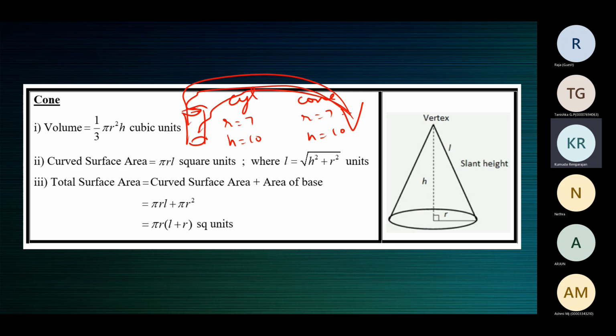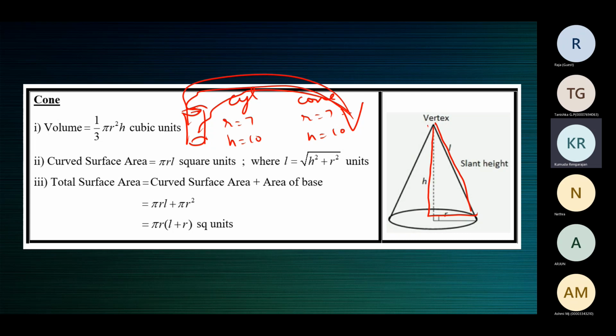That's about the cone. You can see here, this is called the vertical height of the cone, h. This is the radius of the base, and this is called the slant height of the cone, which is represented by the letter L.